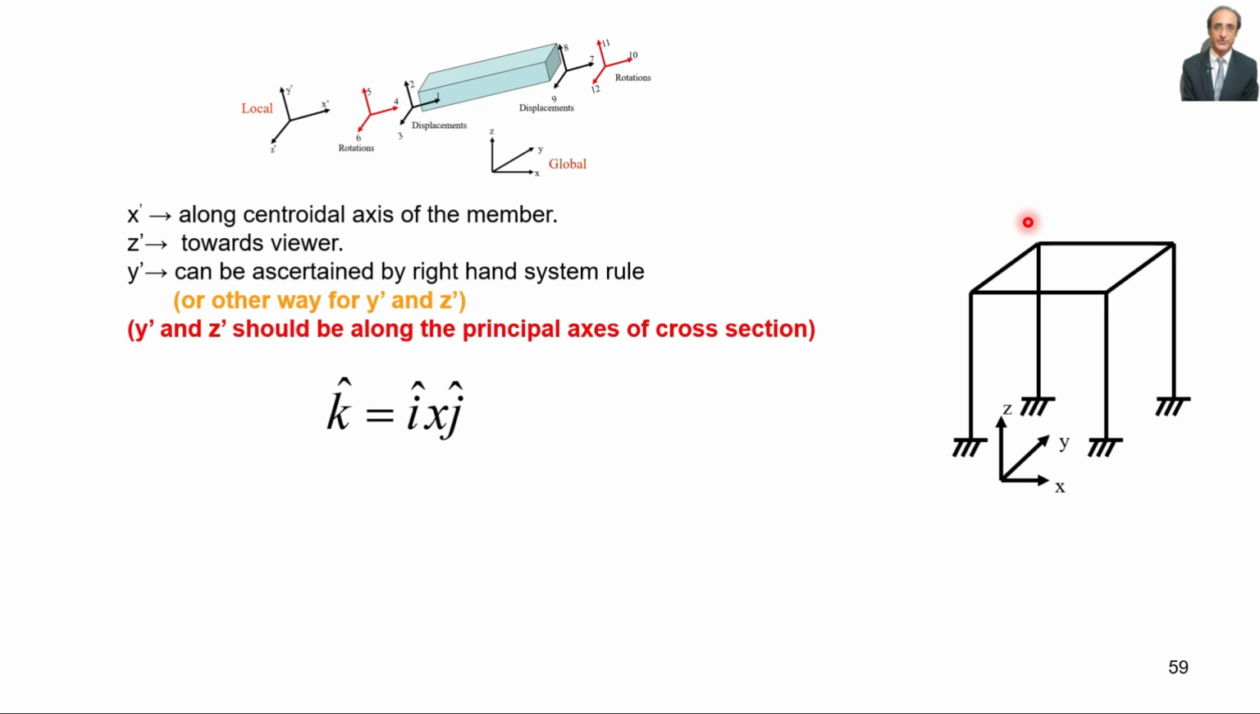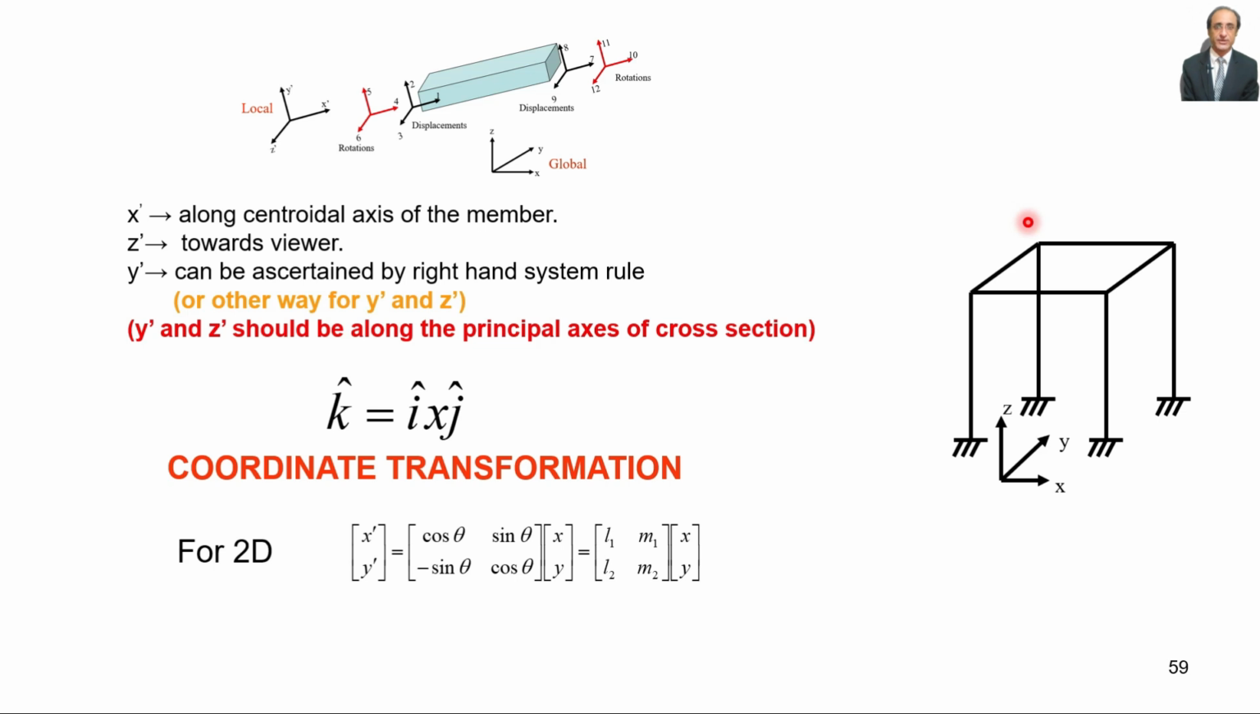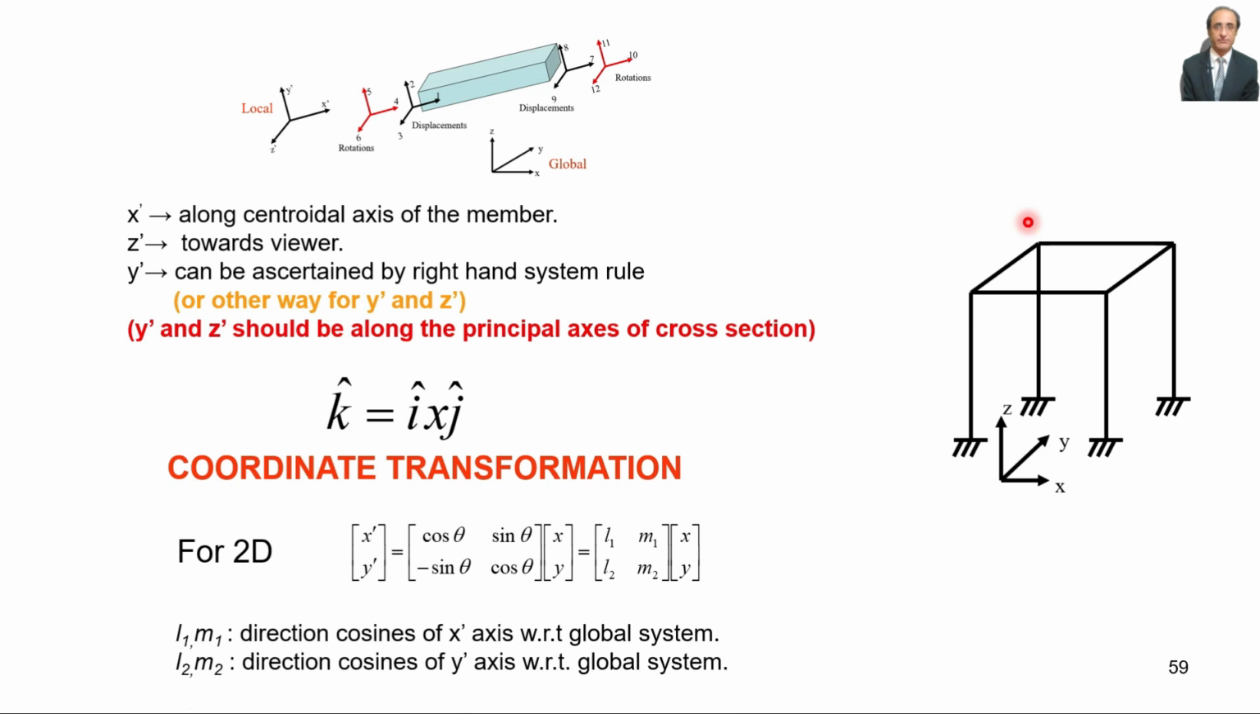So after this, we come to coordinate transformation. We just recall that in the case of 2D, we had done simple coordinate transformation in terms of cos theta and sin theta, that is the direction cosines, where L1, M1 are the direction cosines of the local x-axis with respect to the global system, and L2, M2 are the direction cosines of the local y-axis with respect to the global system. What is direction cosine? Direction cosine is essentially the cosine of the angle the local axis makes with the global x, y and z axes. The same principle can be extended to 3D. Only thing is that we'll have one more term, the direction cosines of the local z-axis.